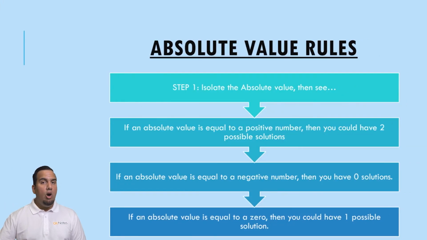So on the last slide, all we're going to do is go over the rules again. Remember, the first rule when solving for absolute values is to isolate the absolute value. Because once you isolate the absolute value, step 2 is to ask yourself, how many solutions and equations am I going to have? If it's equal to a positive number, 2 solutions, 2 equations. If it's equal to a negative number, no solution. If it's equal to 0, what does it mean? If it's equal to 0, it means that I'm going to have one solution.